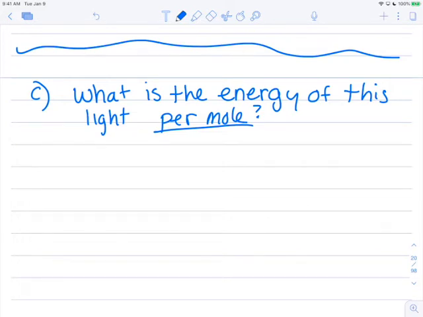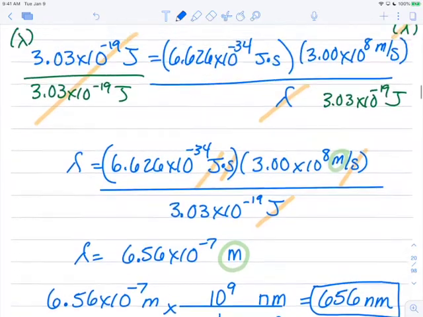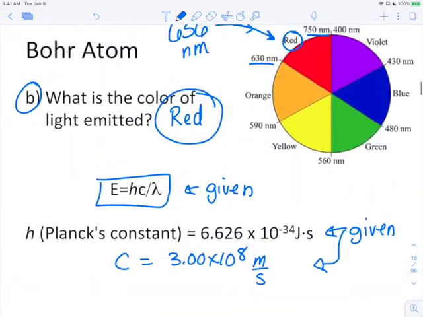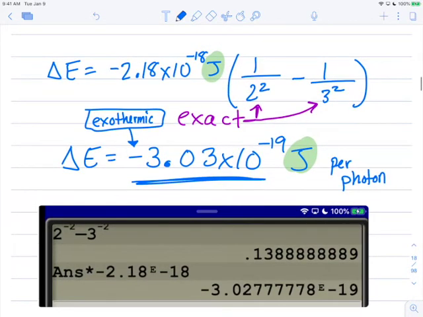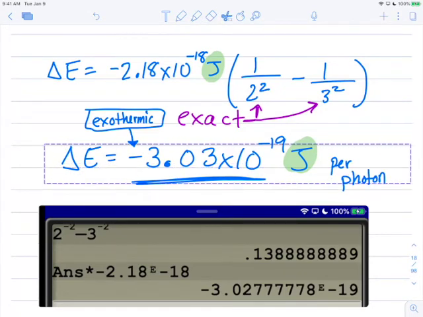So what I mentioned earlier is that when you calculate your delta E using that Rydberg equation, you are going to get your energy per photon. But sometimes it's more helpful to find the energy per mole. So we need to be able to convert into moles. So what I'm going to do way back up here is I'm going to go ahead and copy this.